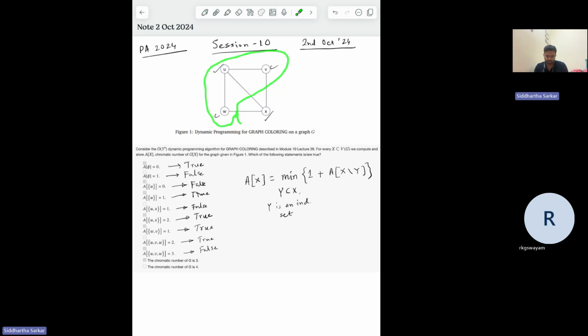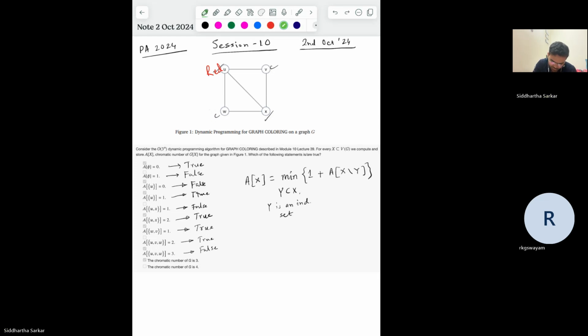to color these three vertices. Additionally, to color X, take any other color. Let me give some colors. Let us say this is red, this is green, let's make it a brighter green. So we have agreed that two colors are sufficient to color these three vertices. Now X can get anything other than red and green, so let's make it blue. Oh yes, I made a mistake.